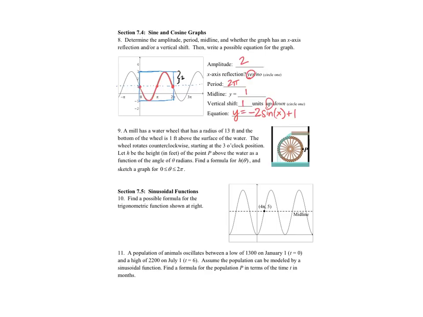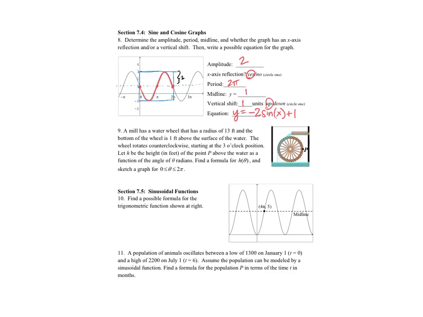Okay. The next one says a mill has a water wheel that has a radius of 13 feet. And the bottom of the wheel is 1 foot above the surface of the water. The wheel rotates counterclockwise starting at 3 o'clock. Let h be the height of a point P above the water as a function of the angle of theta radians. Find a formula for h of theta and sketch a graph from 0 to 2 pi radians.